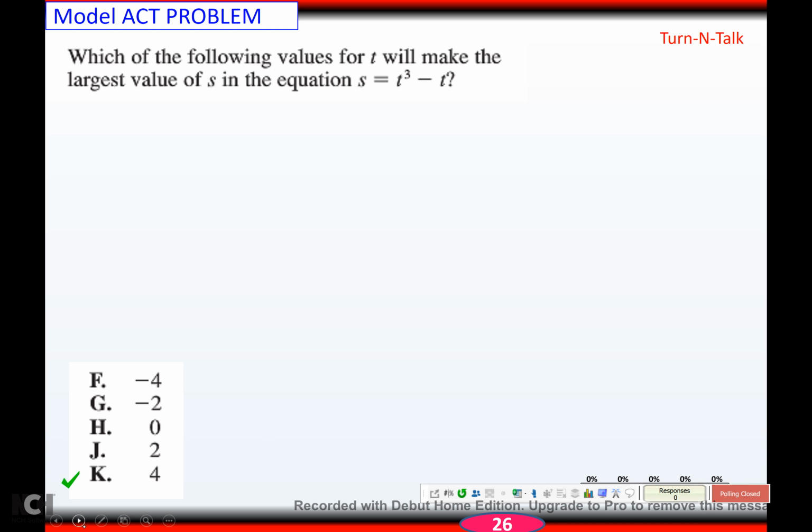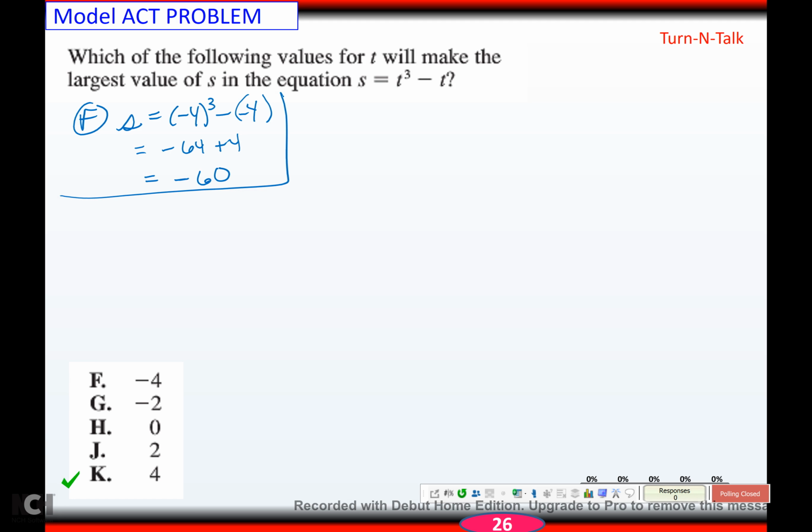Okay, so it says, which of the following values for t will make the largest value of s in this equation? Well, if I look at f, I'd have s equals negative 4 cubed minus a negative 4. Wait, I'm putting in negative 4, right? Negative 4 cubed would be negative 64 minus a negative, that would give me negative 60. And that's not very big.